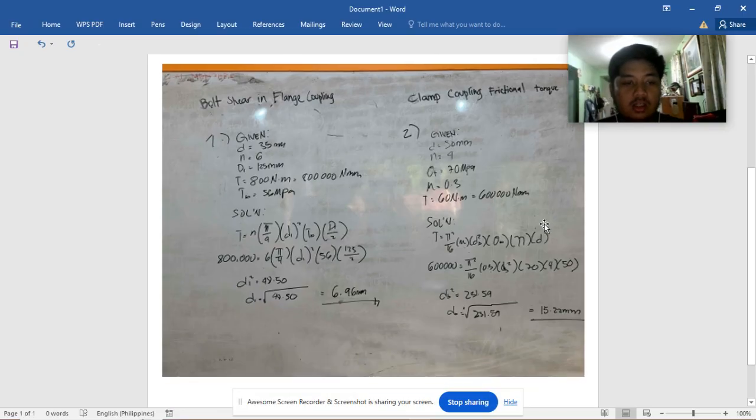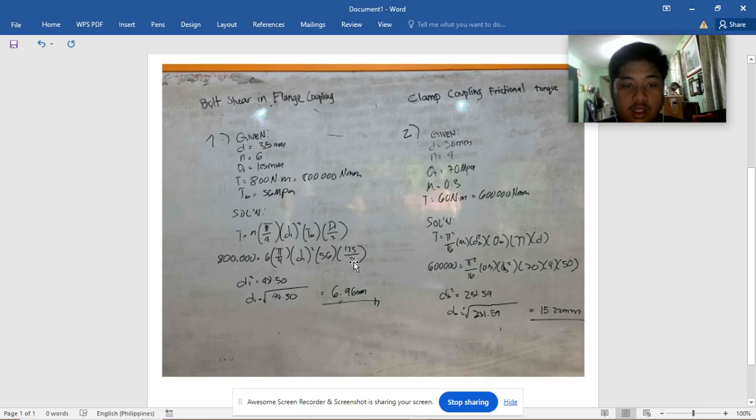So, solution: the formula will be T is equal to N times pi over 4 times D1 squared times tau times D1 over 2. So substitute all the given to the formula and you will have 800,000 is equal to 6 times pi over 4 times D1 squared times 56 times 125 over 2.